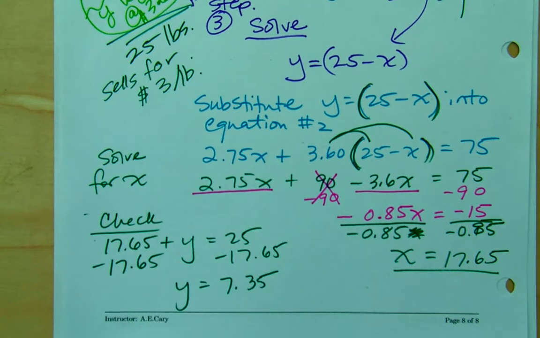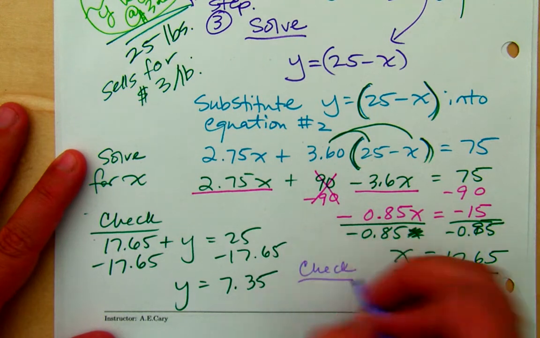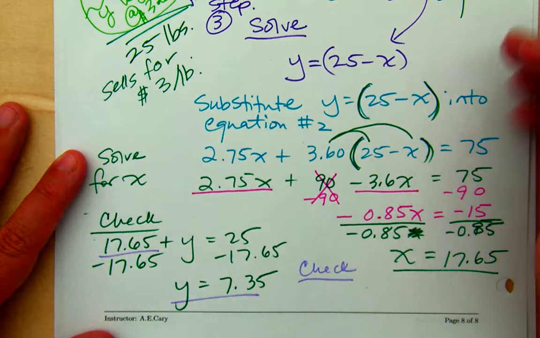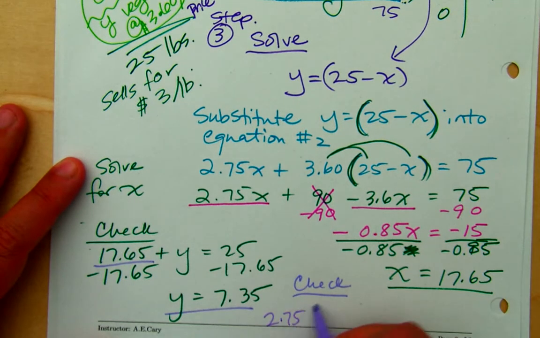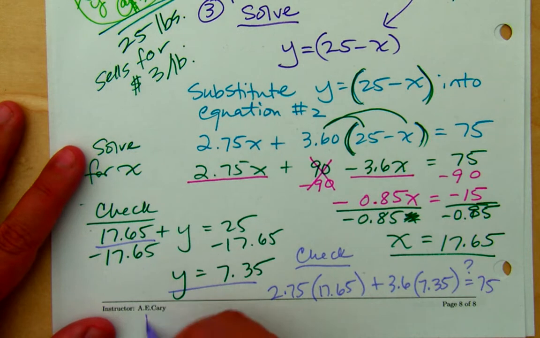So now I would want you to also check it. Do you know how to check it in the last one? Do you know what I mean by checking it? You do? I'm running out of room, but for the check, I would put both of these numbers in for my second equation there. So I put 2.75 times 17.65 plus 360 times 7.35, and it should give us 75. So if you plug all that in, and then you also want a sentence answer.